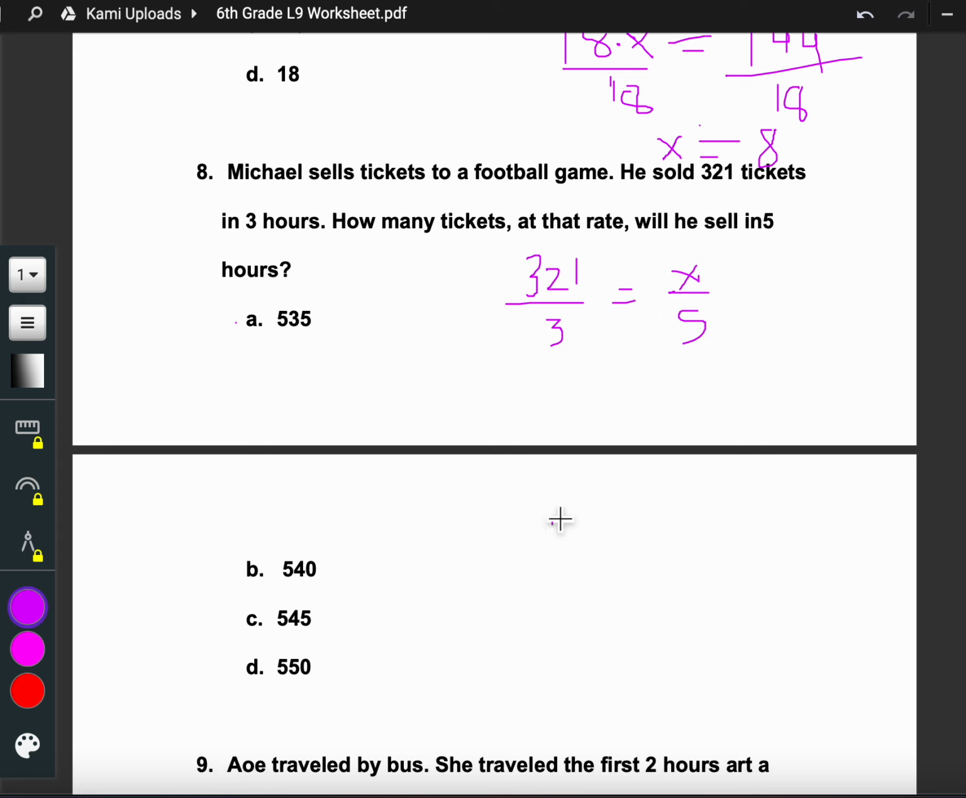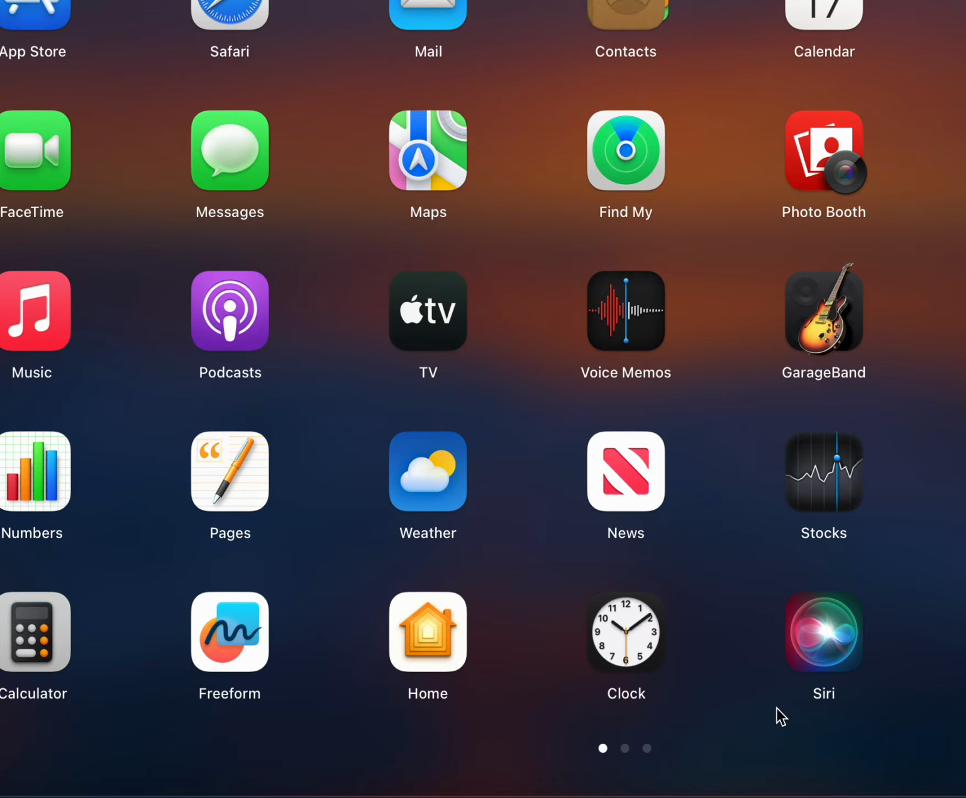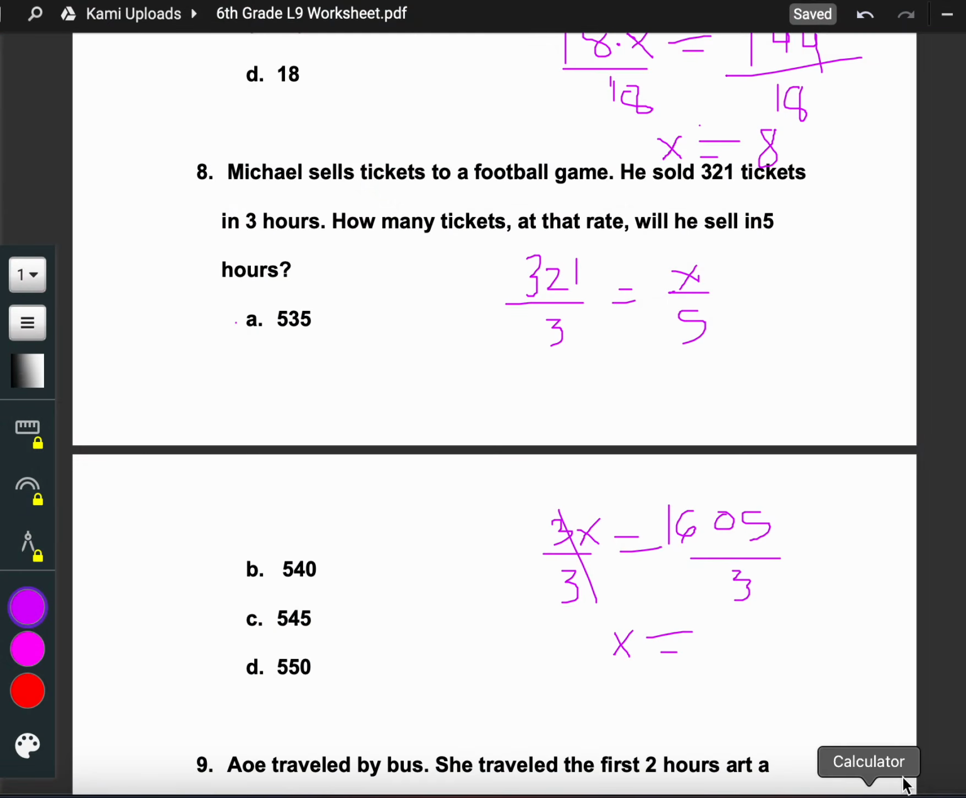So then 3x equals 321 times 5. And 321 times 5 is 1605. And you divide both sides by 3. If you divide both sides by 3, you should get 535.